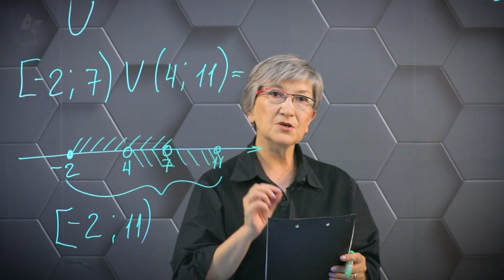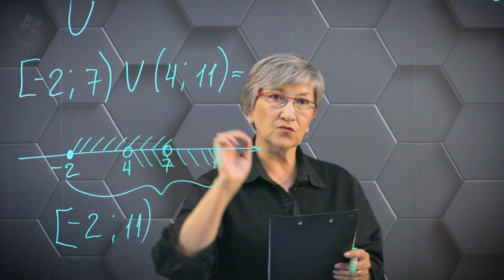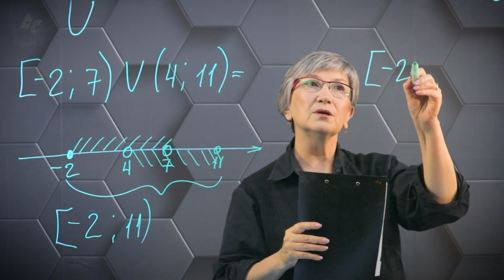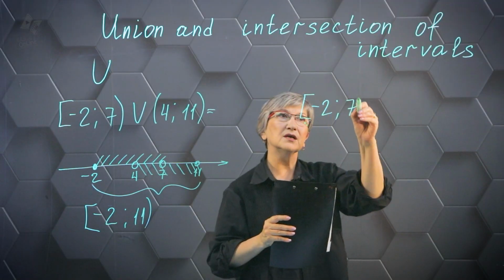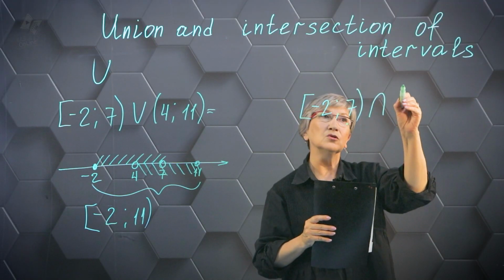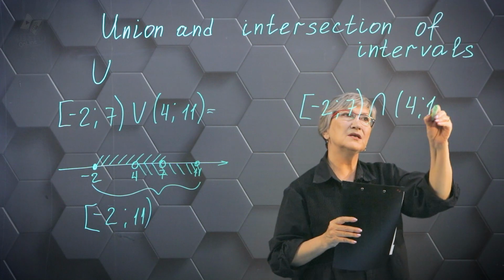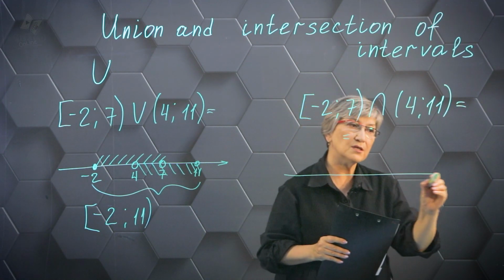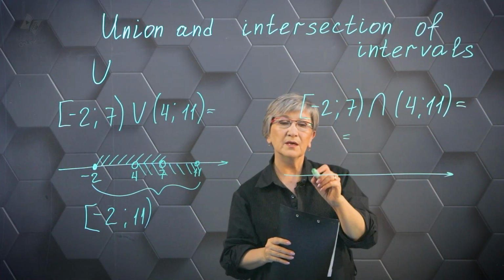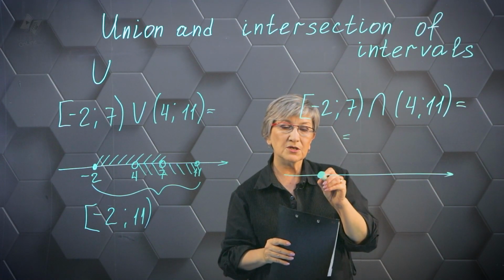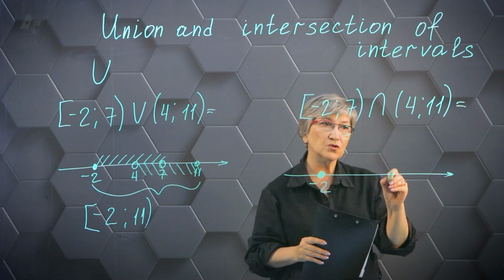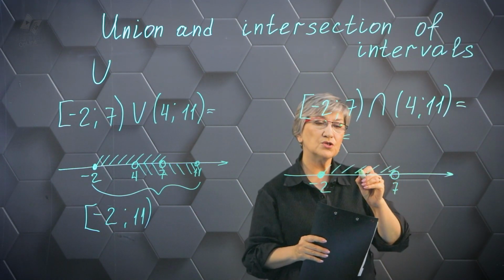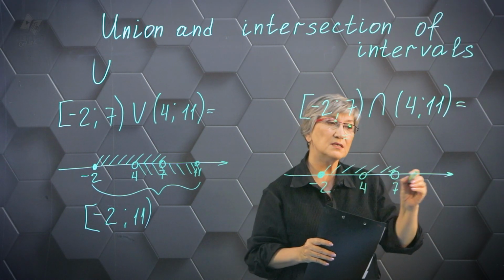Let's now find the overlap of these two intervals. Again, on the number line, I will depict these ranges, yet I will find the intersection of these intervals. As a result, I will get it. I depict the interval from -2 to 7. And from 4 up to 11.